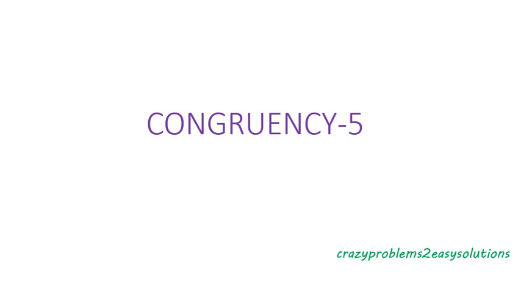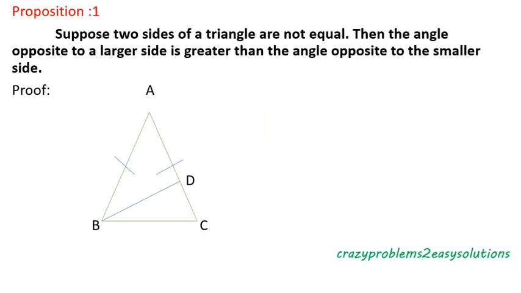Today we are going to see the topic of concurrency. Here, concurrency is related to three propositions we have to see now. Proposition number one: suppose two sides of a triangle are not equal, then the angle opposite to the larger side is greater than the angle opposite to the smaller side. That means if the two sides of a triangle are not equal, then the angle opposite to the larger side is greater than the angle opposite to the smaller side. We have to prove this now.